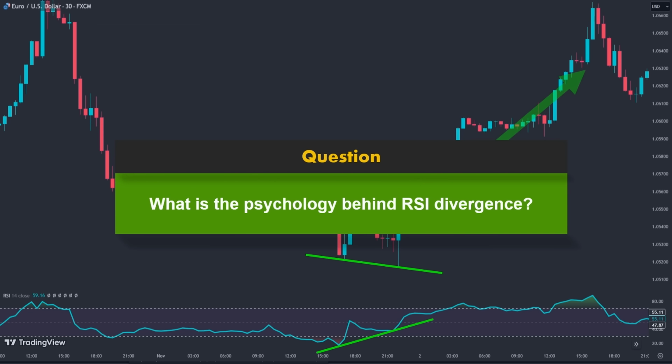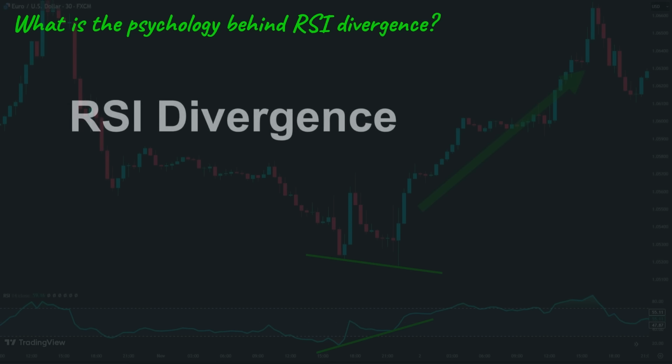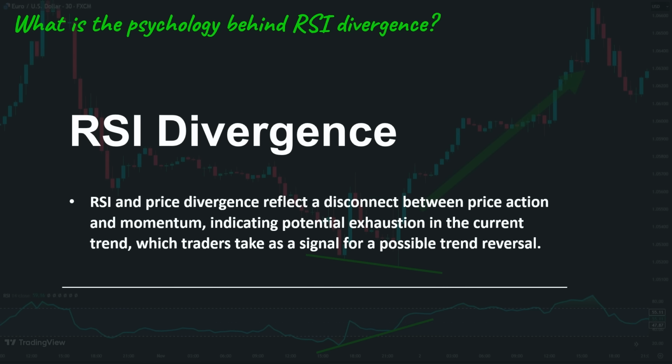Now, what is the psychology behind RSI divergence? RSI and price divergence reflect a disconnect between price action and momentum, indicating potential exhaustion in the current trend, which traders take as a signal for a possible trend reversal.